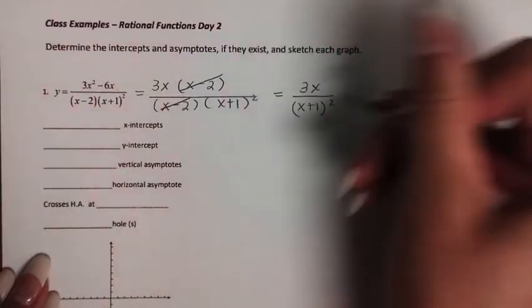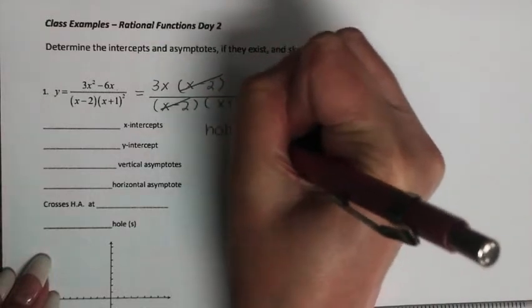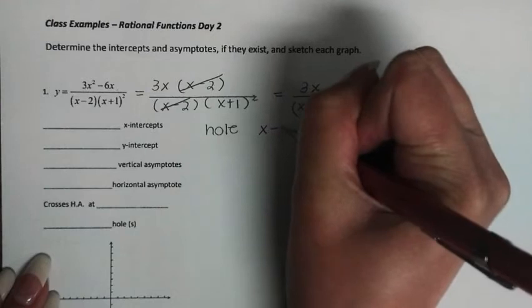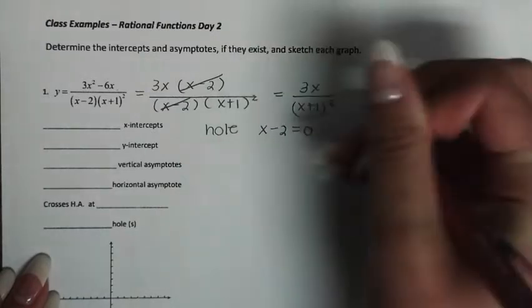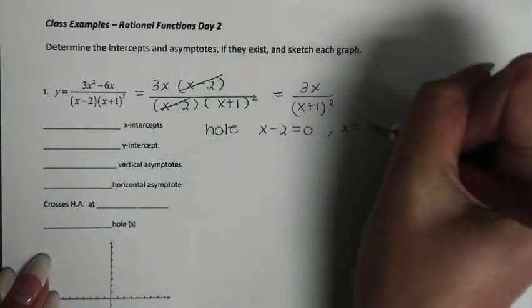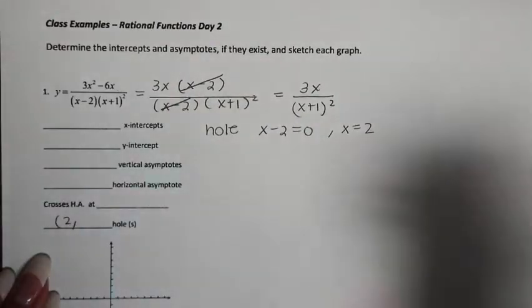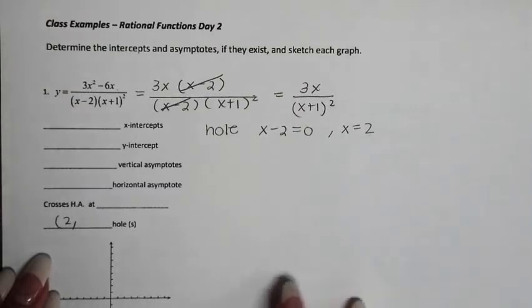Therefore you can realize that you have a hole. Okay, so if you have a hole, you know that the hole is going to be when you set x − 2 equals 0. So you know that the hole is going to be at x equals 2. So I have the x of the hole, but I also need the y. So how are you going to find the y?